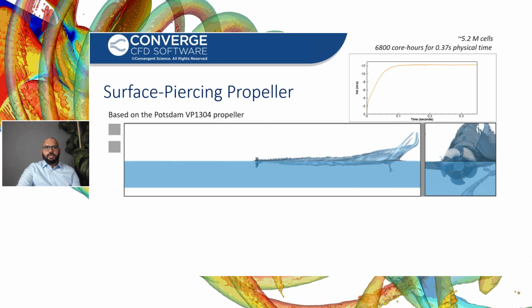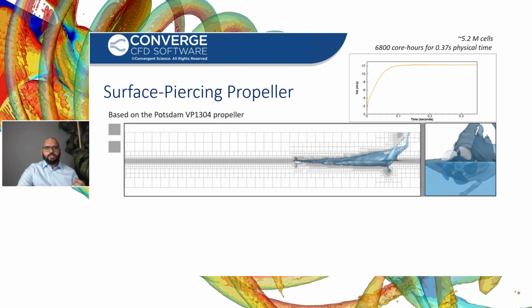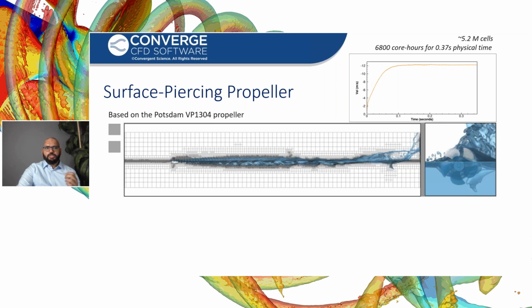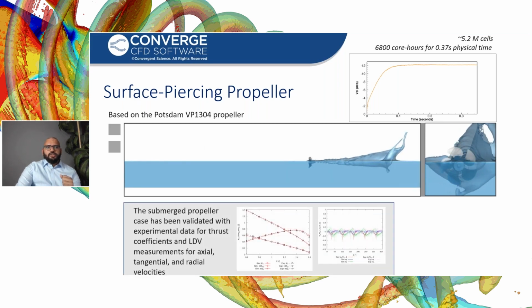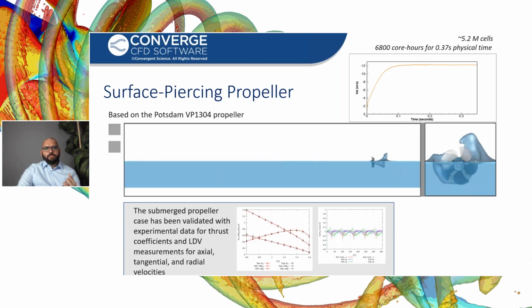And here you can see how we are able to capture very well the detailed flow structures on these propellers. That is due to CONVERGE's autonomous meshing strategy. You can see here we are able to put in grid where it is required, and where you have these gradients, you can put in more grid and do an efficient simulation while still capturing the required phenomenon. As I said, this case was based on a submerged propeller case that was validated for both thrust coefficients and Doppler velocimetry measurements.